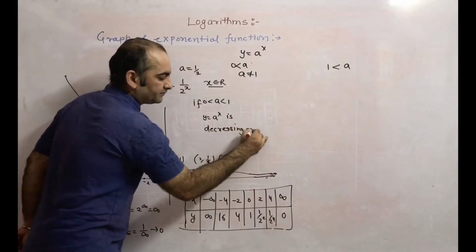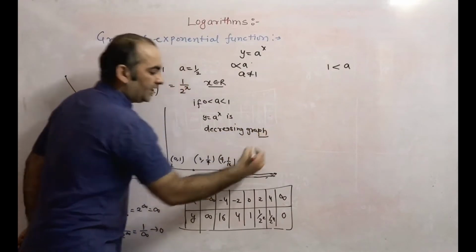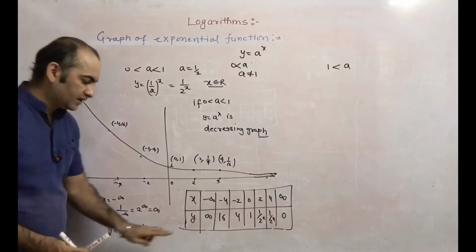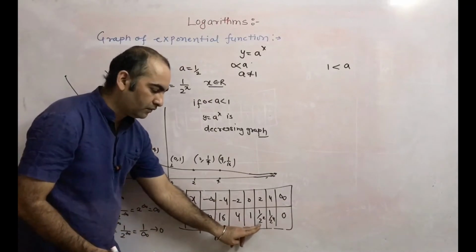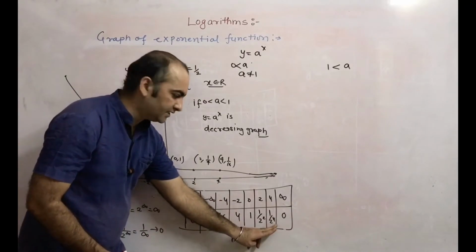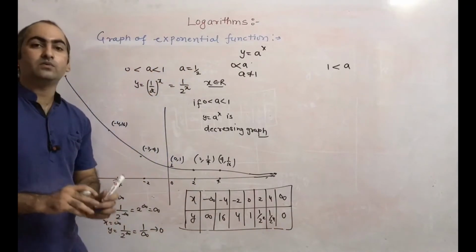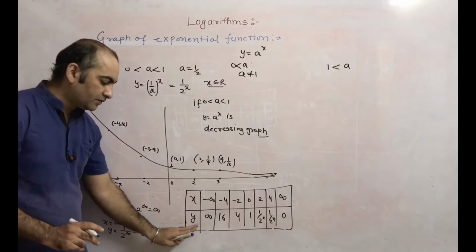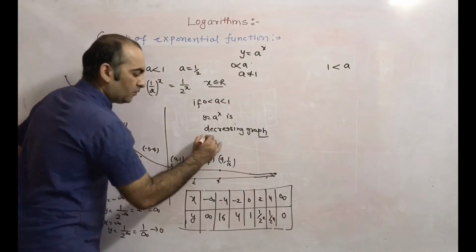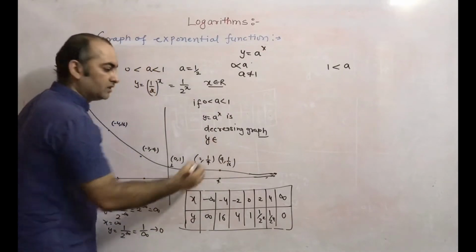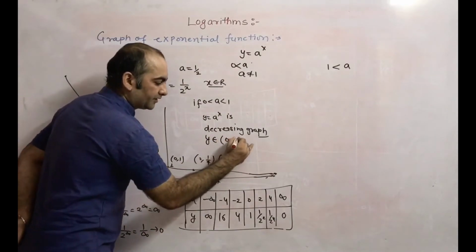Decreasing graph. You can see here, what is the y value? Infinite, 16, 4, 1, 1 by 4, 1 by 16, 0. But it will never become 0. So we can say that y is positive, but not 0. So here we can say that y belongs to the open interval 0 to infinity.